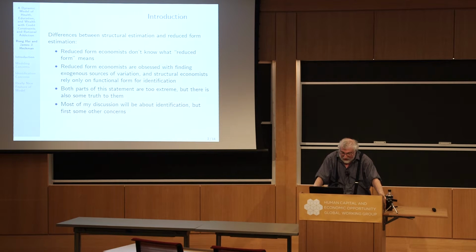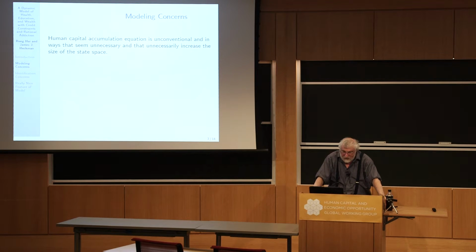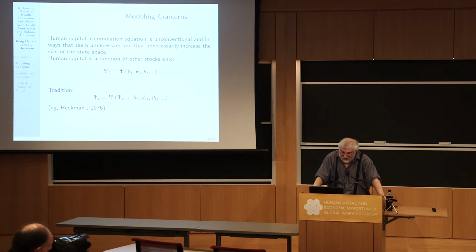So some of my discussion is going to be about identification, but before we do that, I want to bring up a couple of concerns that I have about the model and maybe the data too. The authors have a human capital accumulation equation, which I think is a little bit unconventional in ways that seem unnecessary and that also unnecessarily increase the size of the state space. Their human capital equation says that human capital is a function of today's health, today's education, and today's experience, as opposed to a model where human capital today is a function of last period's human capital and maybe today's health and whether or not you go to school or work today.